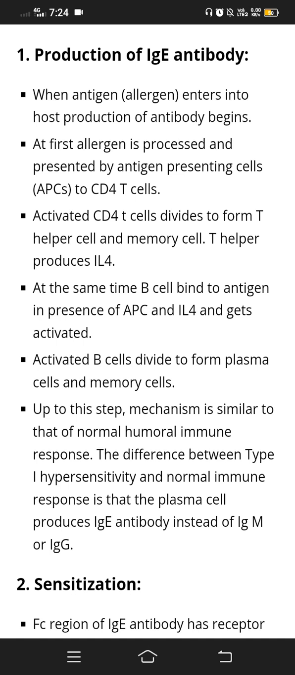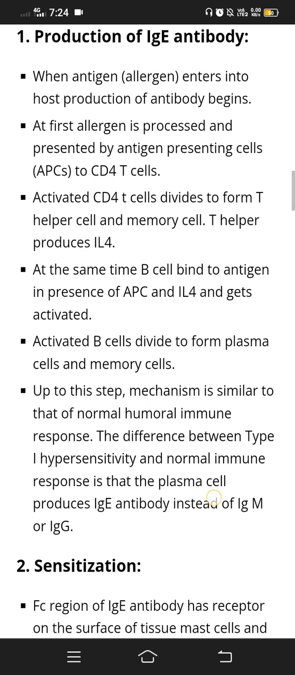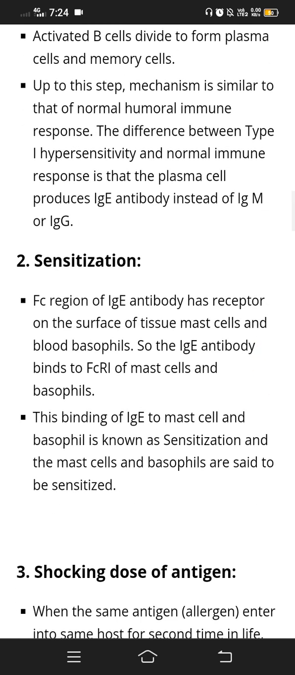Up to this step, the mechanism is similar to that of a normal immune response. The difference between type 1 hypersensitivity and normal immune response is that the plasma cell produces IgE antibody instead of IgM or IgG. Then sensitization. The Fc region of IgE antibody has a receptor on the surface of tissue mast cells and blood basophils. So the IgE antibody binds to FcR1 of mast cells and basophils.